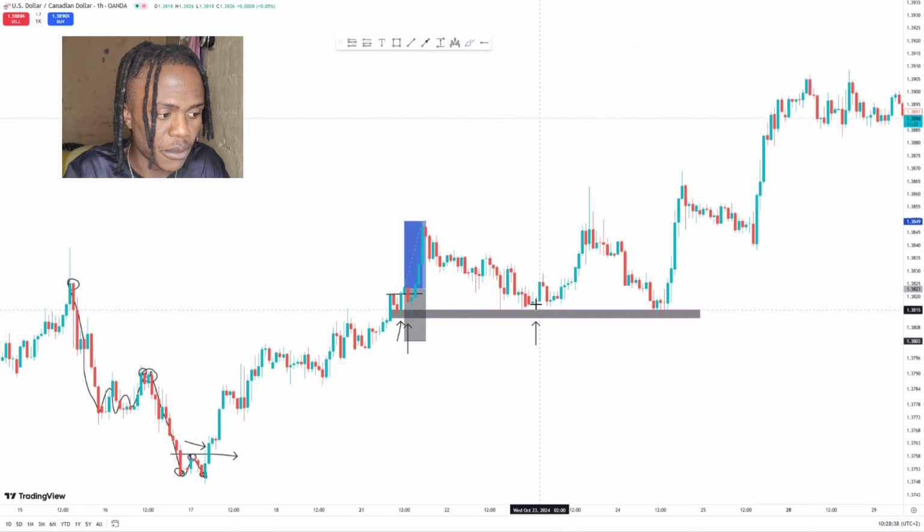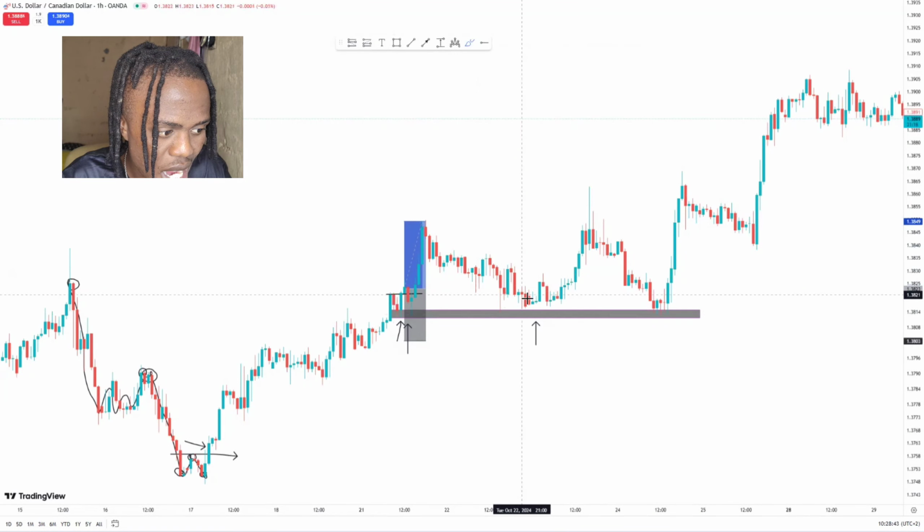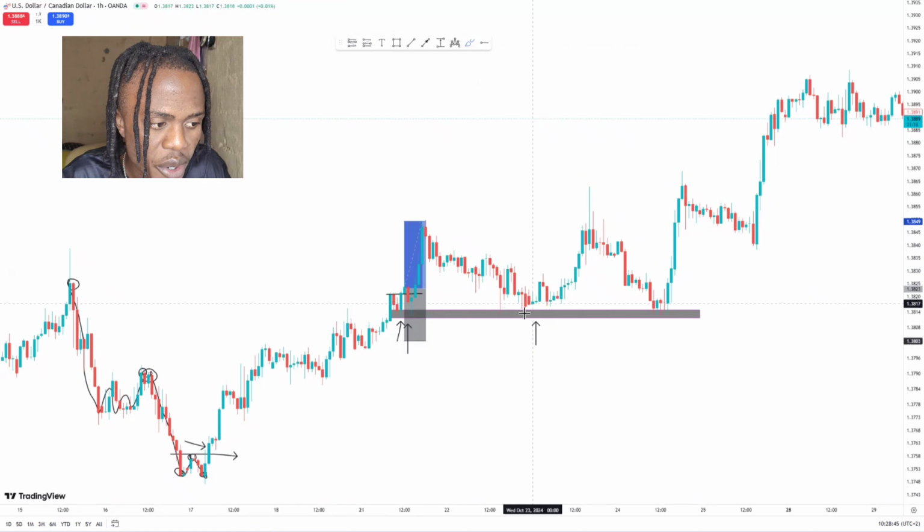But this was going to be a clean trade if we had to take it, based on what happened previously and what's happening currently, right? But because it was Wednesday and we don't trade Wednesdays, so what did we do? We let it slide, right?